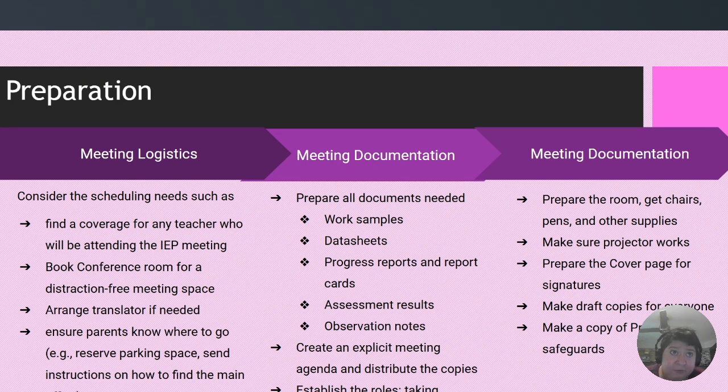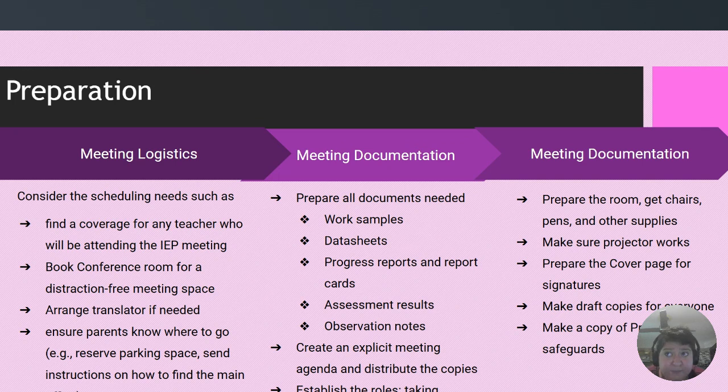The next part of the preparation is mainly about the logistics of the meeting. So we need to first think about where the meeting is. The school administration should take care of coverage for the teachers who are attending the IEP meeting, book the conference room, put out the chairs, hard copies, supplies, anything we need for the meeting, arrange a translator if it's needed, and ensure the parents know where to go, the room number, some information about parking, and this kind of information.